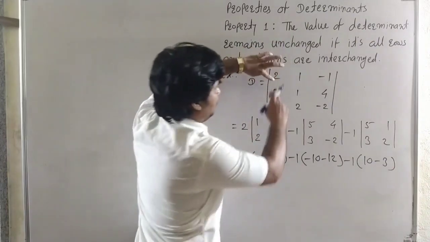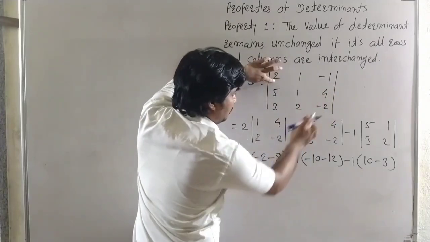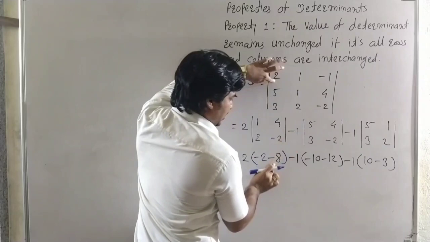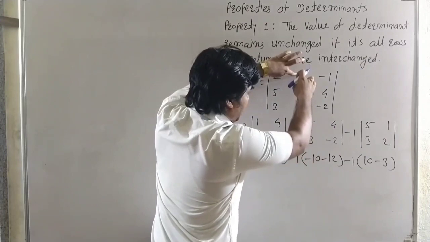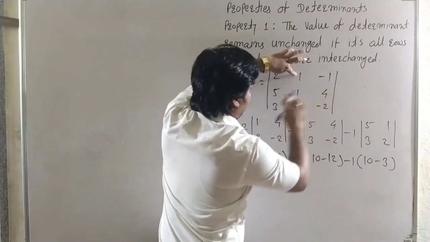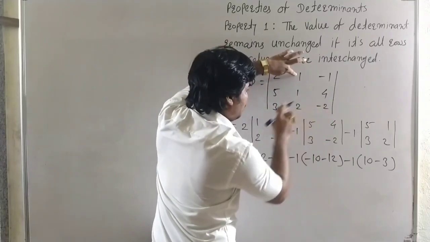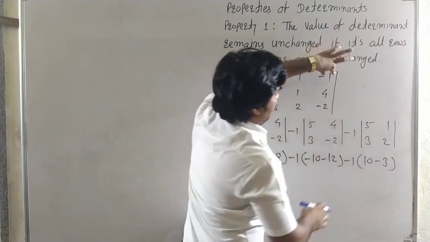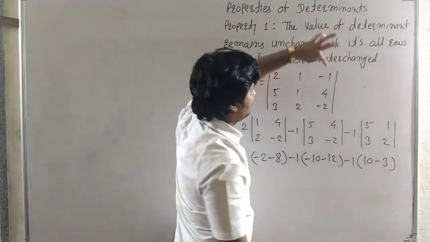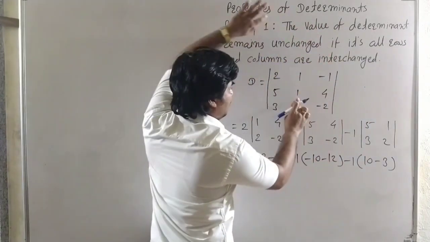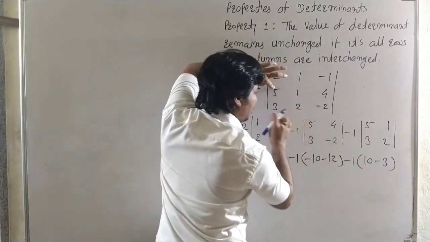In this determinant, here 2 into, eliminate row and column, then determinant of this: 1 into 2, 1 into minus 2 is minus 2, minus 4 into 2 is minus 8. Then change the sign of the middle term, minus 1 into, again eliminate column and row, determinant of 5, 4, 3, minus 2: 5 into minus 2 is minus 10, minus 4 into minus 3, it is minus 12. Again the third term as it is, minus 1; when it is plus 1 we take plus 1. Then again eliminate column and row, 5, 1, 3, 2: 5 into 2 is 10, minus 1 into 3, it is minus 3.